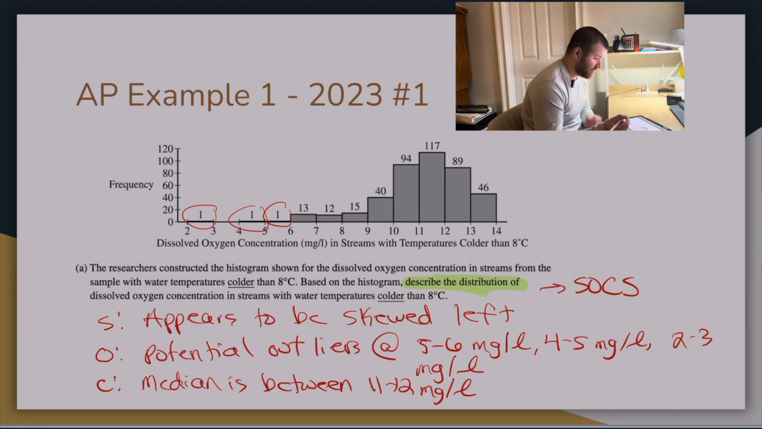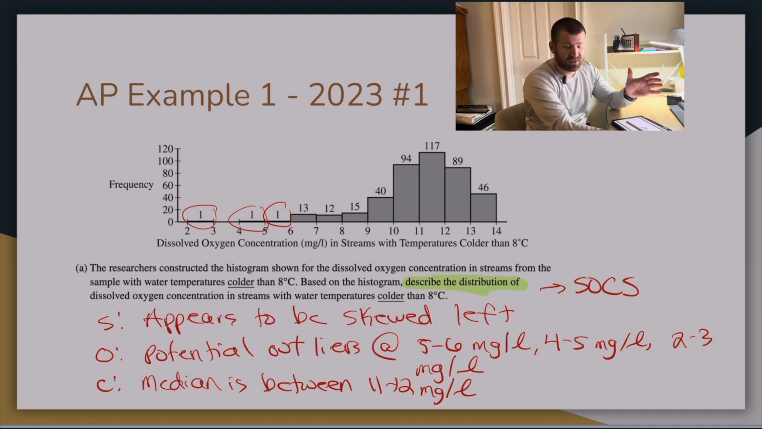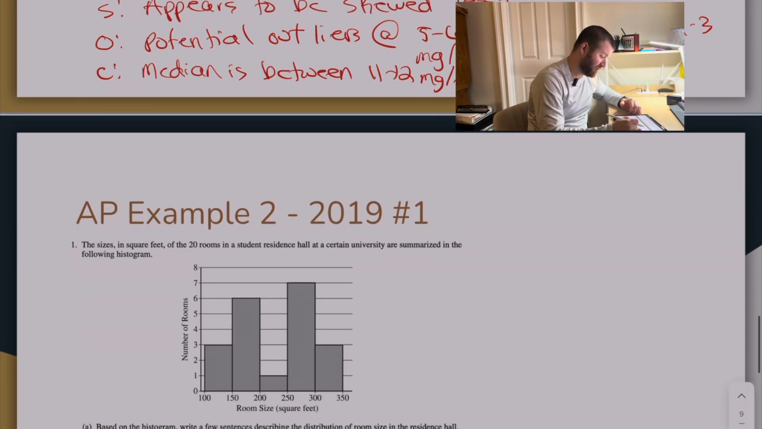And now lastly, for the spread, for this one, I don't have a lot of room left to write. But for the spread, I would just say the maximum range is 12. One thing that's really important when you talk about range is a number. The maximum range is not 2 to 14. The maximum range is a number. So here, the maximum range would be 12 milligrams per liter. So there's one example of what you might see.